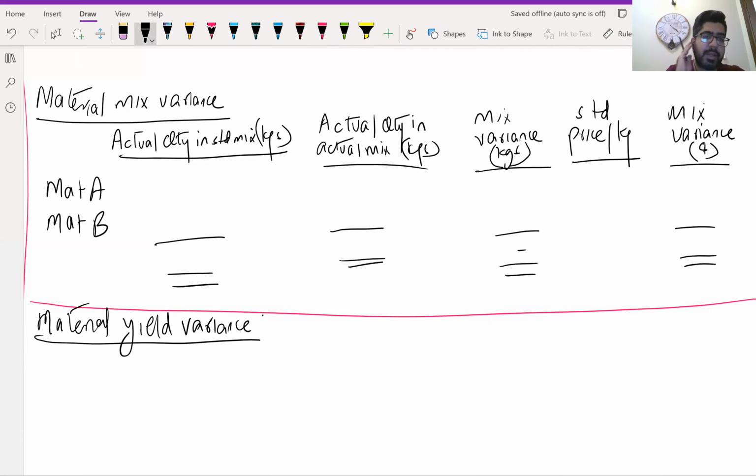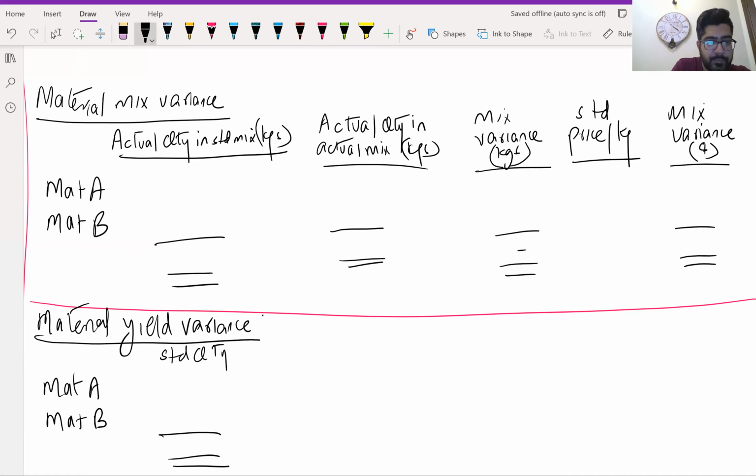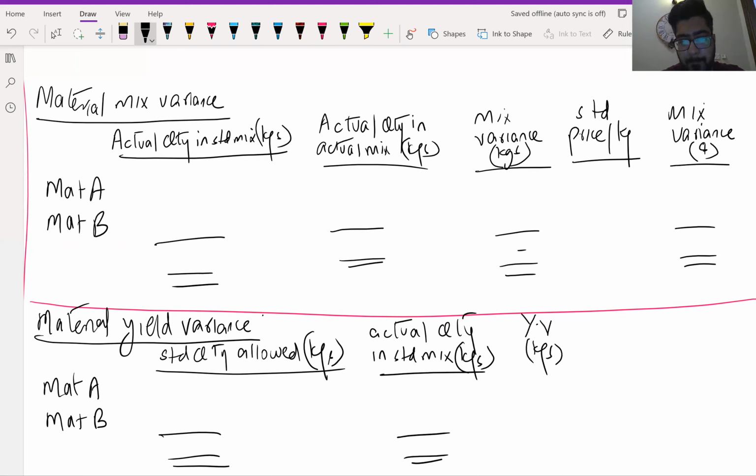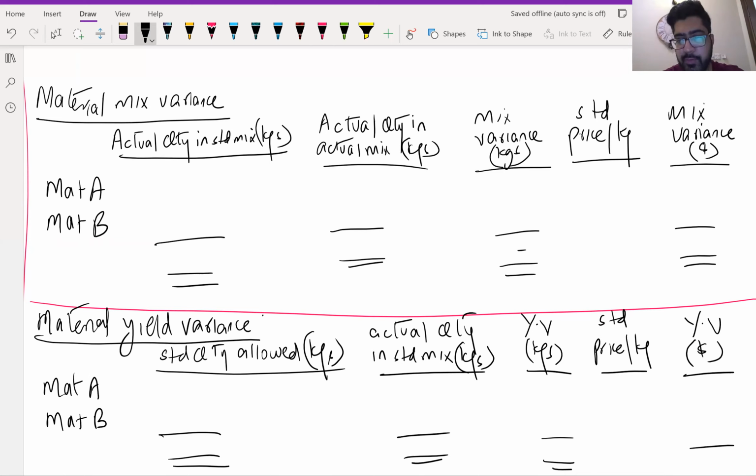And then I am also asked in this question to find material yield variance. So I will make the format of material yield variance as well. Again, whatever materials are there, make the rows. There are 2 materials, so I will make 2 rows, material A, material B. The first column is standard quantity allowed kgs. The second is actual quantity in standard mix kgs. We get yield variance in kgs. We multiply it with standard price per kg, and we get yield variance in monetary value.